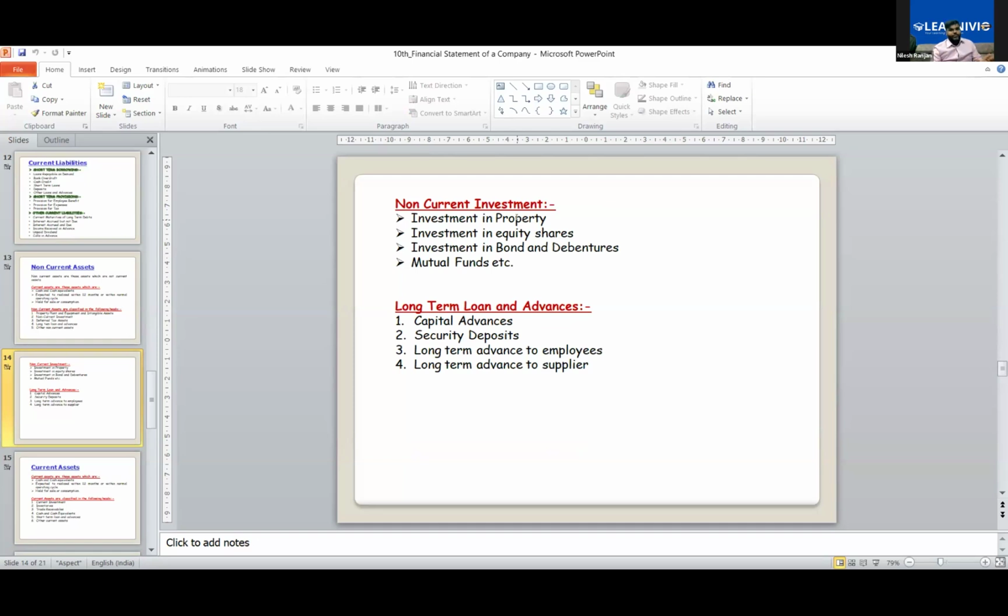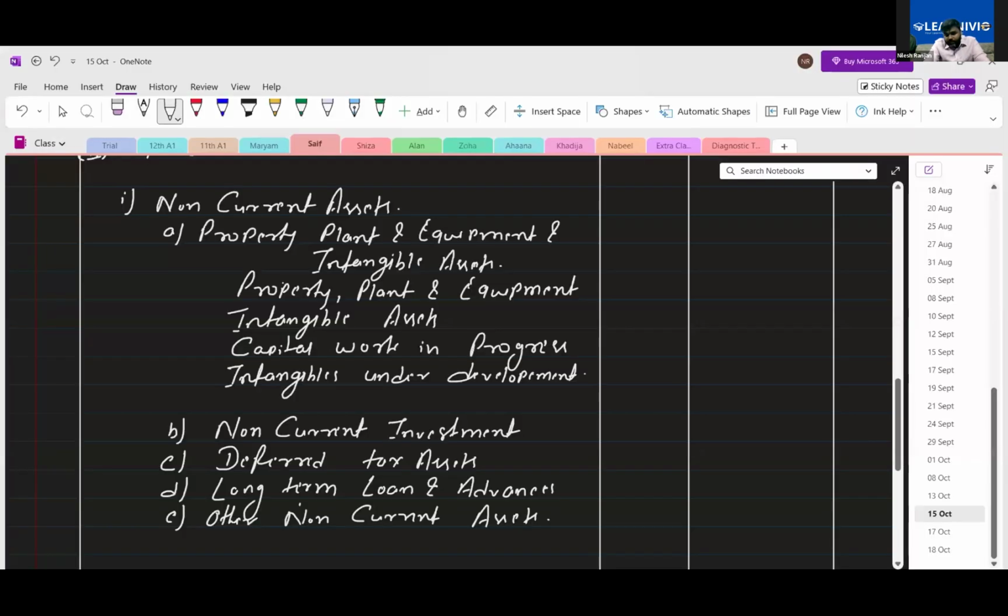So don't get confused. Investment in equity share, investment in bond and debenture, mutual funds, etc. Long-term loan and advances: capital advances, security deposit, long-term advance to employee, long-term advance to supplier, all these will come under long-term loan and advances. So first write these under the format and then one by one, all the items.